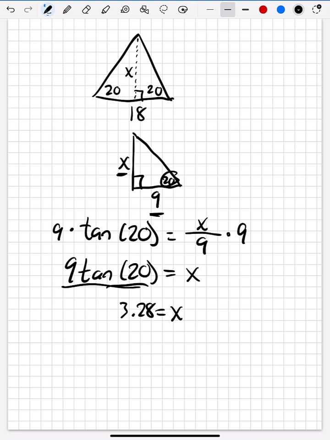So just knowing these two skills is enough to get you through section 4.8. Just draw a picture. That's the key component. Draw a picture to represent a right triangle.